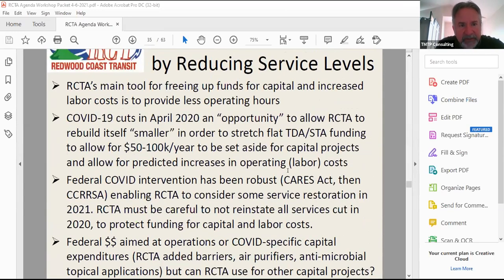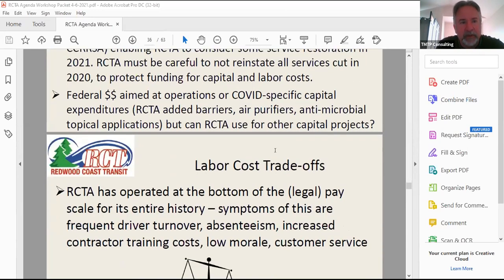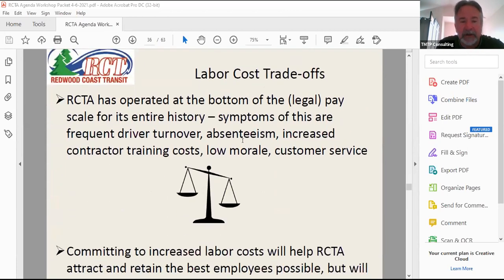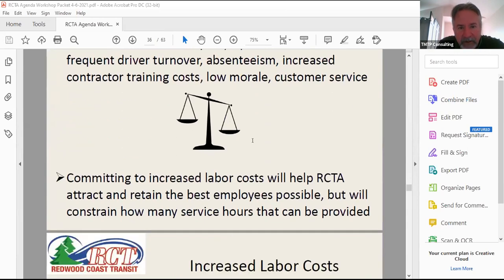So we touched on this. We'd like to maybe rebuild ourselves a little smaller than we were before the pandemic. We almost needed to make some cuts as it is, and the pandemic just happened to come along and here we are. So I think we'll wrap.